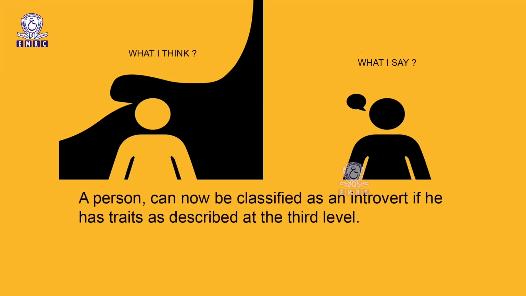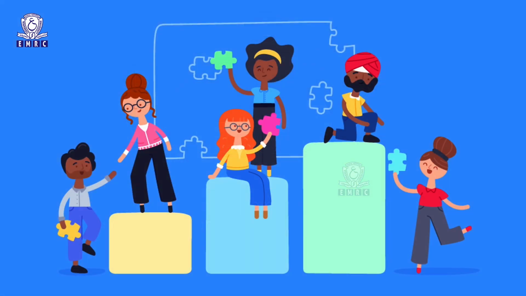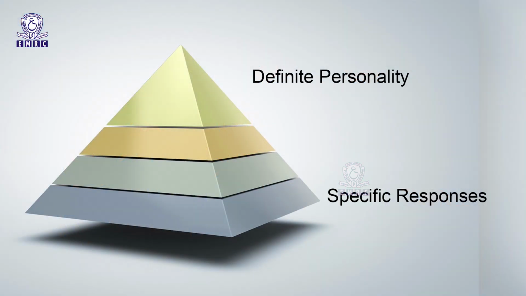A person can now be classified as an introvert if he has traits as described at the third level, habits and habit systems as described at the second level, and responses specifically as described at the first level. Eysenck's work has clearly demonstrated that human behavior and personality can be very well organized into a hierarchy with specific responses at the bottom and the definite personality type at the top.